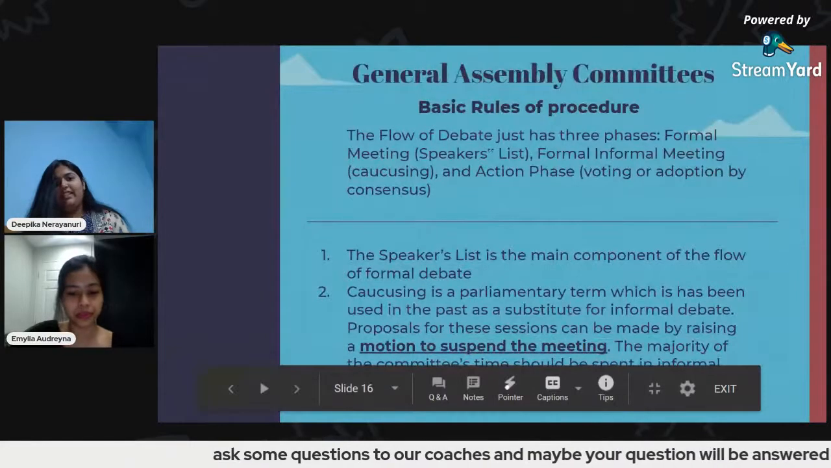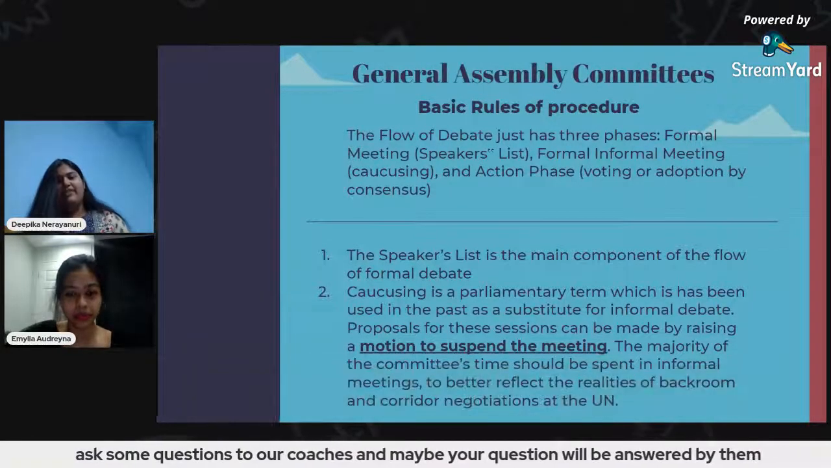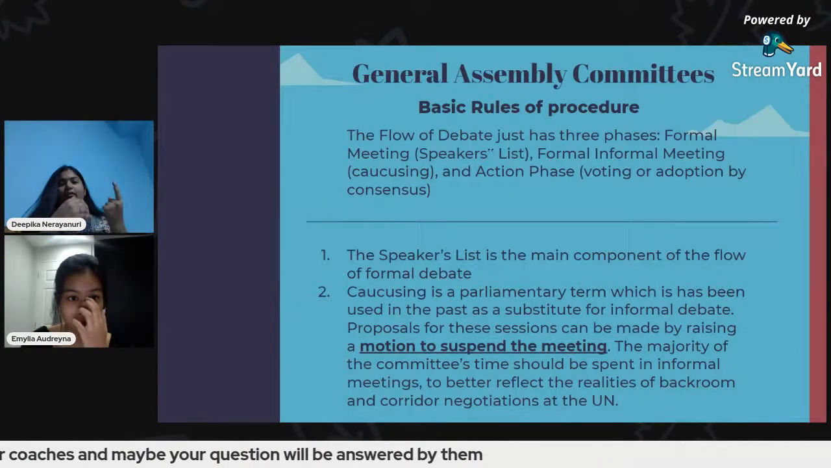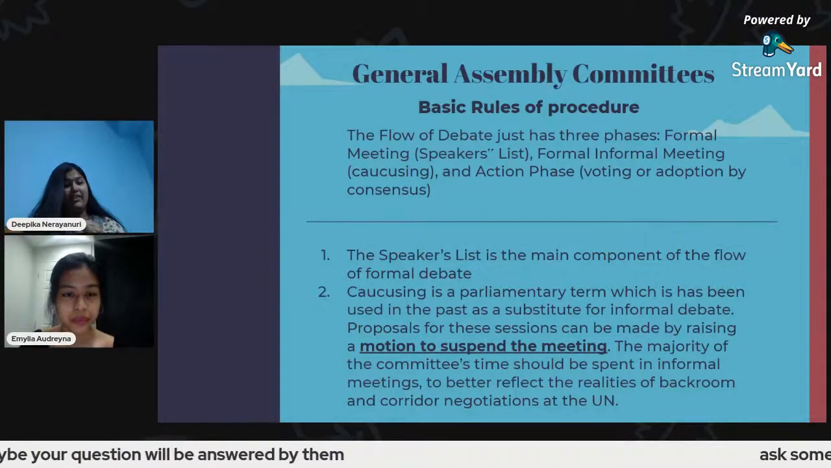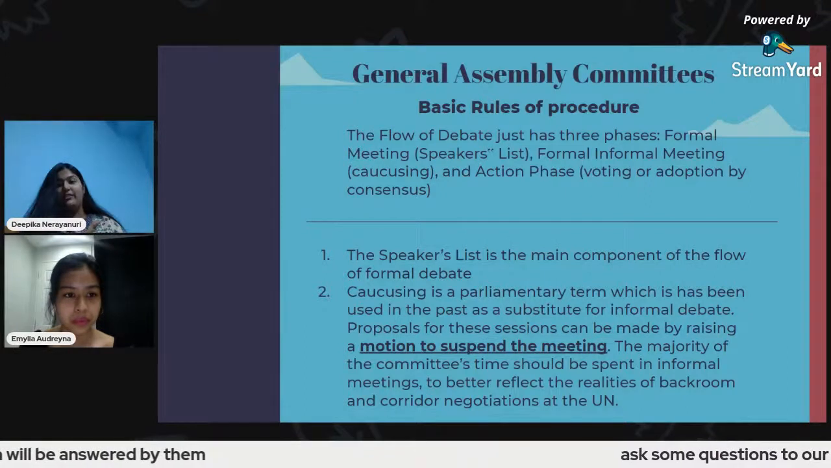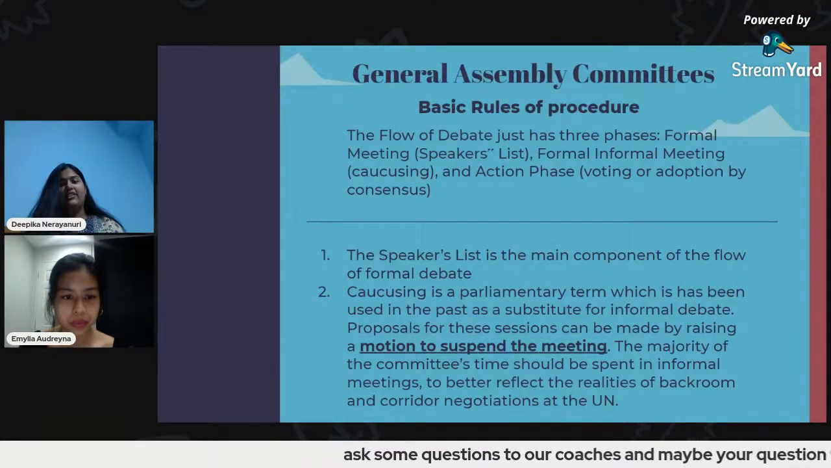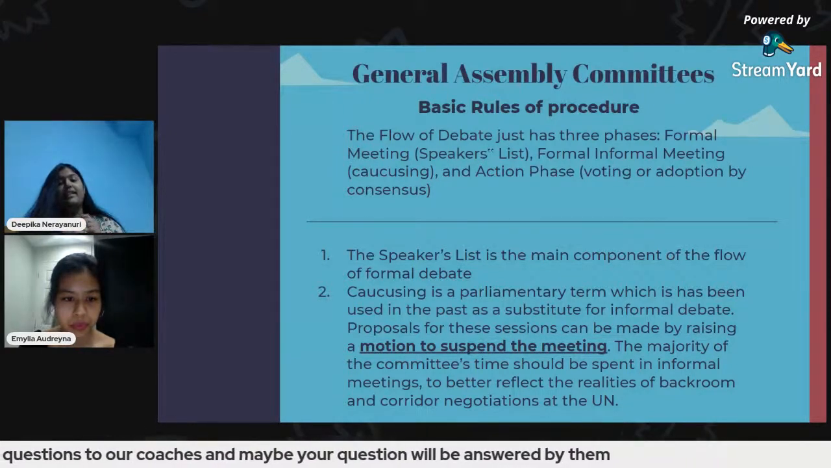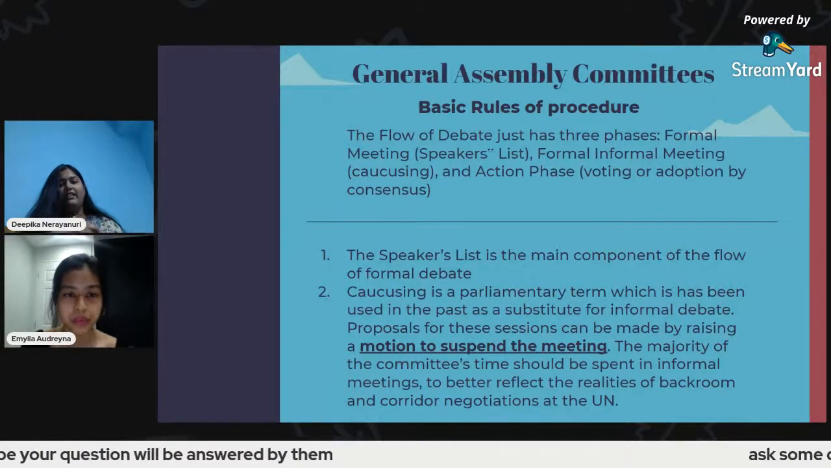So, General Assembly committees, basic rules of procedure. The flow of debate has 3 phases. First, the formal meeting, which is the speakers list, or you can also call it a general speakers list. Then the informal meeting, which is actually caucusing, and the action phase, which is the voting or adoption of consensus. The speakers list is the main component of the flow of formal debate.